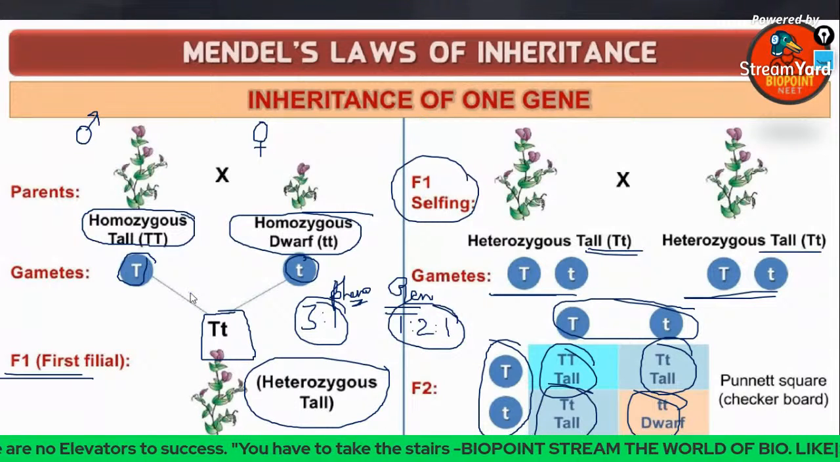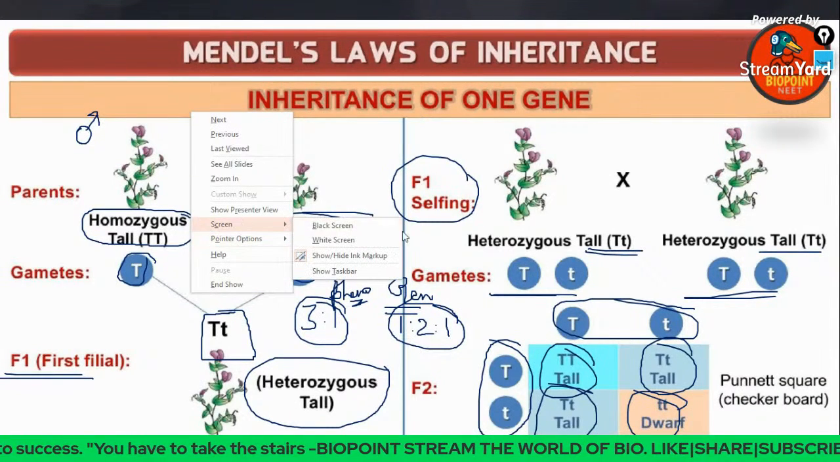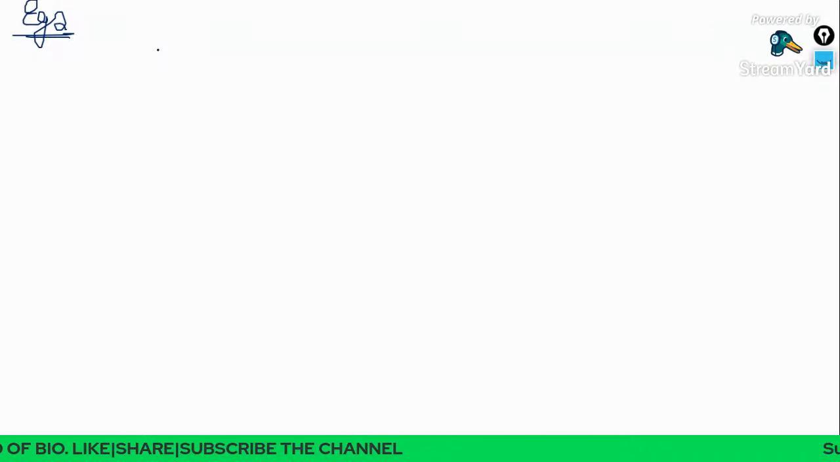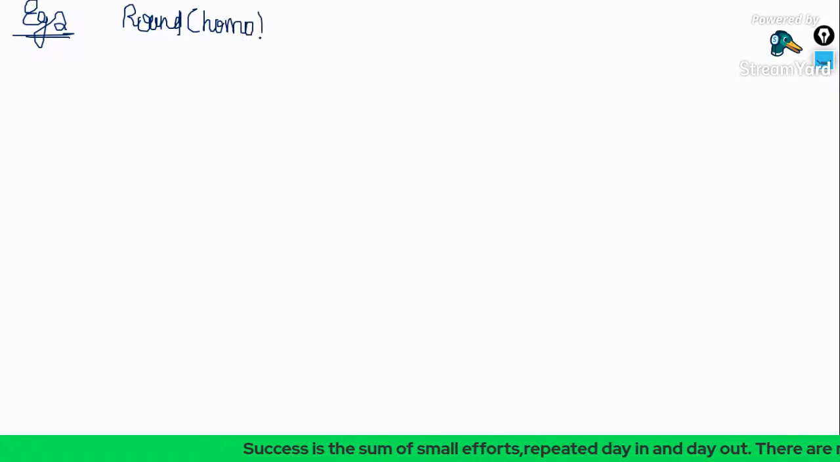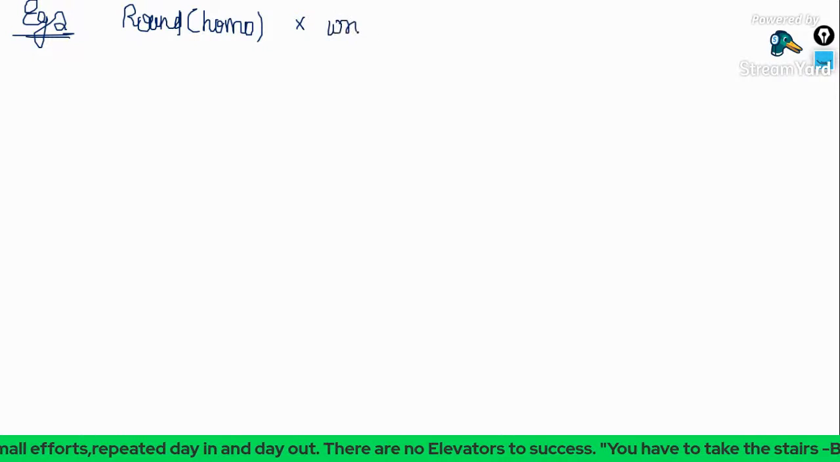Okay, now let's do an example. Now let's do an example with round and wrinkled. Okay, so the parents are taken as homozygous round, crossed with the wrinkled.